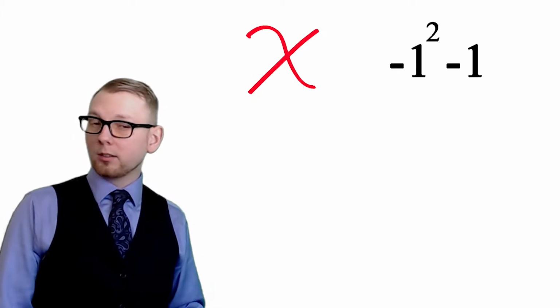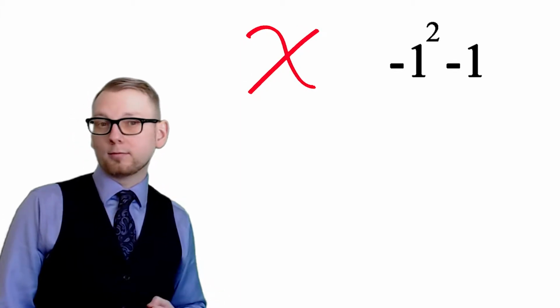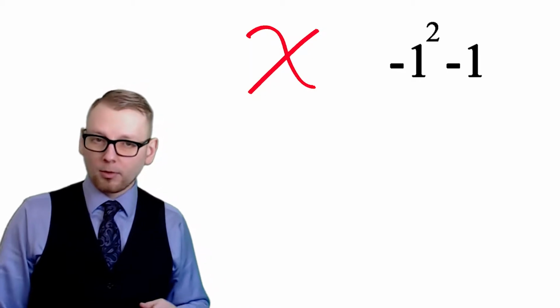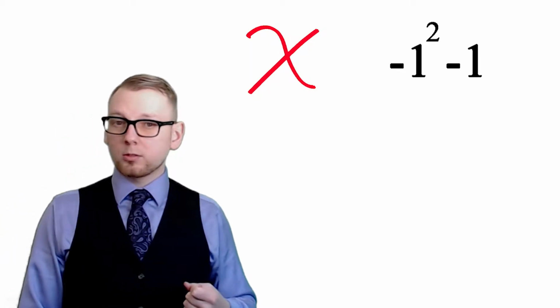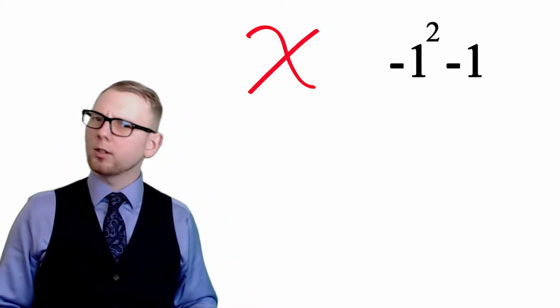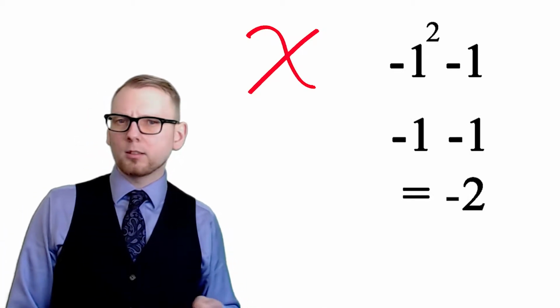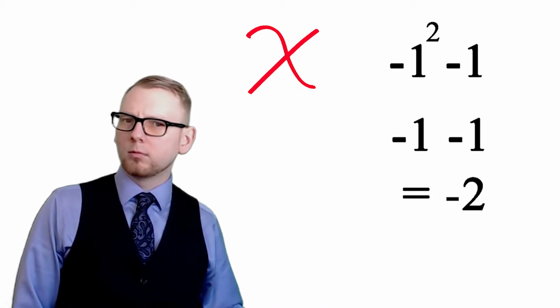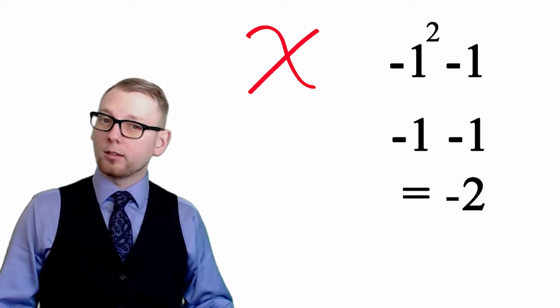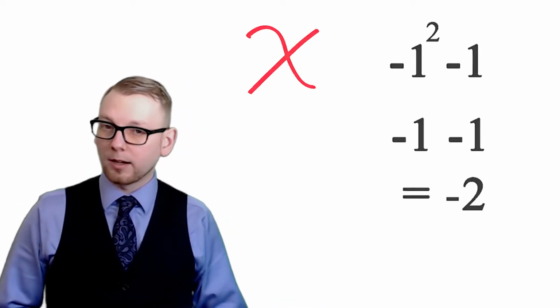So let's start with the wrong way. We're going to plug in the minus 1 into x squared. We'll get minus 1 squared minus 1. Now, this is where most students will just square the 1 and forget about the minus sign. So we'll be left with minus 1 minus 1, which is minus 2. Now, that's wrong, and here's why.